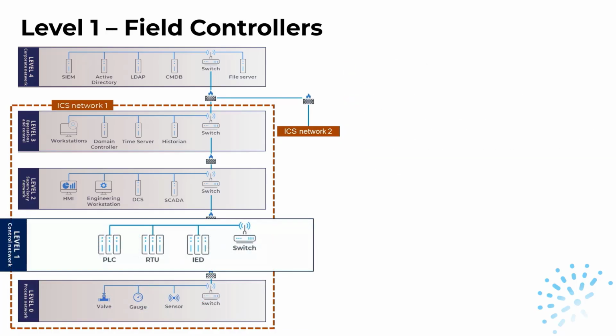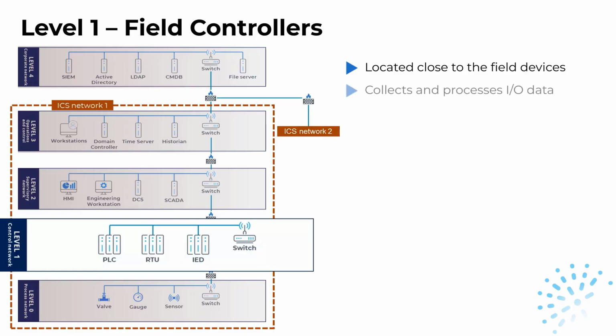The next Purdue level is level 1, which contains the field controllers. These controllers are usually located near the field devices and are physically connected to them. They receive input data from field devices, process this data, and then send the resulting information to output field devices. There are different field controller types used by the different industry and ICS environment types.